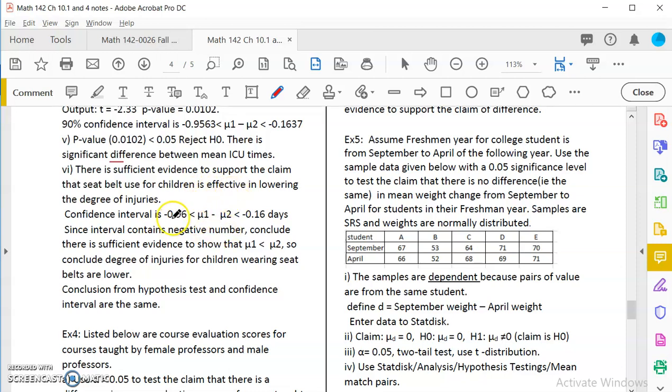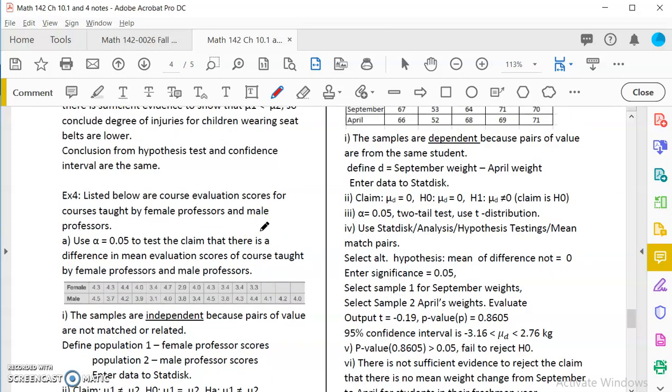Now, you can also analyze the confidence interval as negative 0.96 and negative 0.16. See, both of them are negative. That means when you subtract these two means, it's always negative. How can you have a negative number when you subtract two numbers? It must be mu1 is lower. Lower minus a higher number will be negative. So you can see that the seatbelt one would have a lower ICU time. So both the hypothesis test and confidence interval make the same conclusion, saying that seatbelt use is effective.